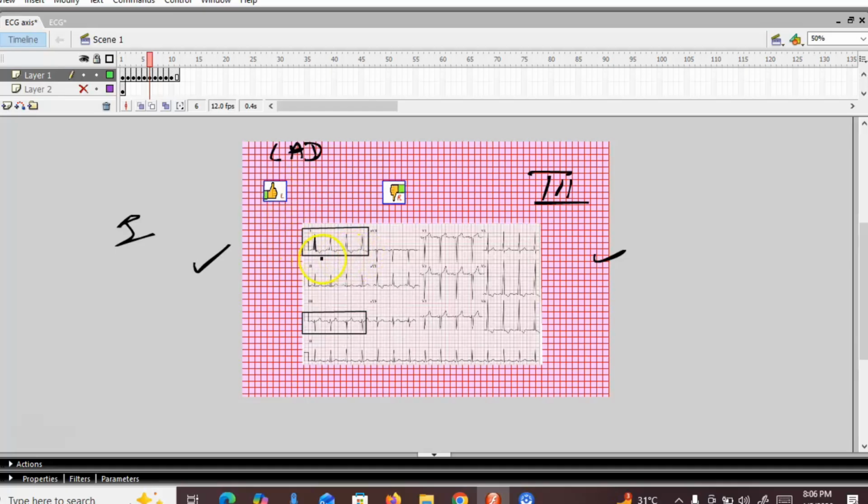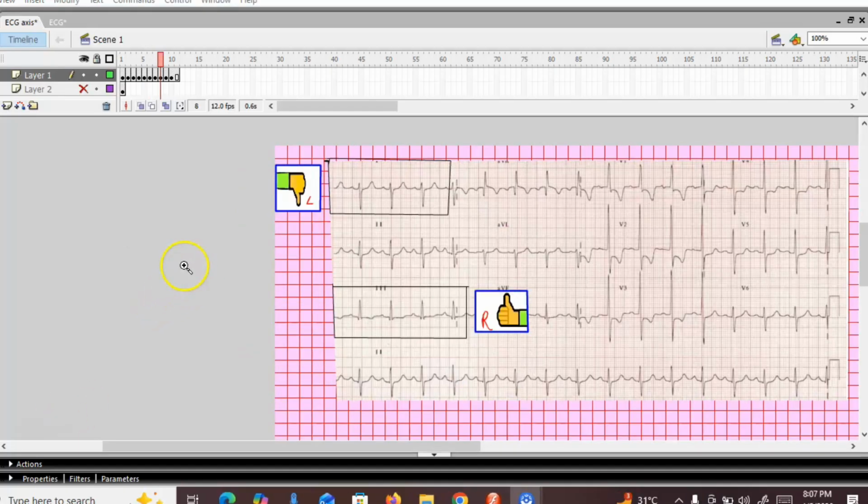Consider the left axis as the left hand. This is the right hand. The R wave is the left thumb. The S wave is the right thumb. Which thumb is up? The left thumb. So it is what? Left axis deviation. We'll apply the same rule over here.